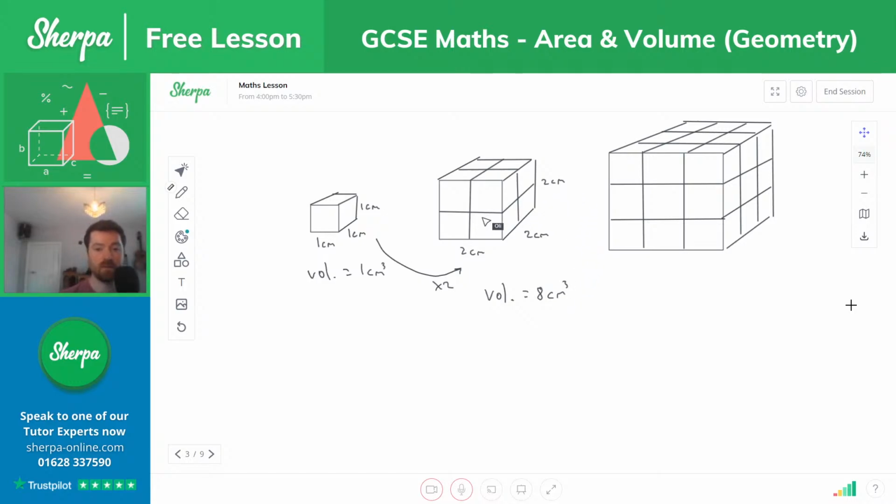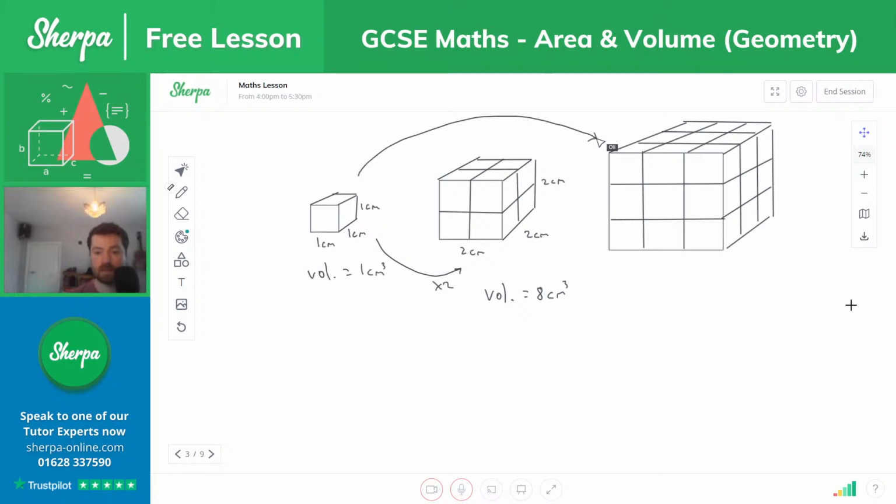How many lots of 1 centimeter cubed cubes do we have? Well, we've got 1, 2, 3, 4 in the first layer, and we've got another 1, 2, 3, and there's one at the back there, in our second layer. So again, we've got 8 of our mini cubes to make our larger cube. And that's why I've divided these up into smaller cubes to make that clear.